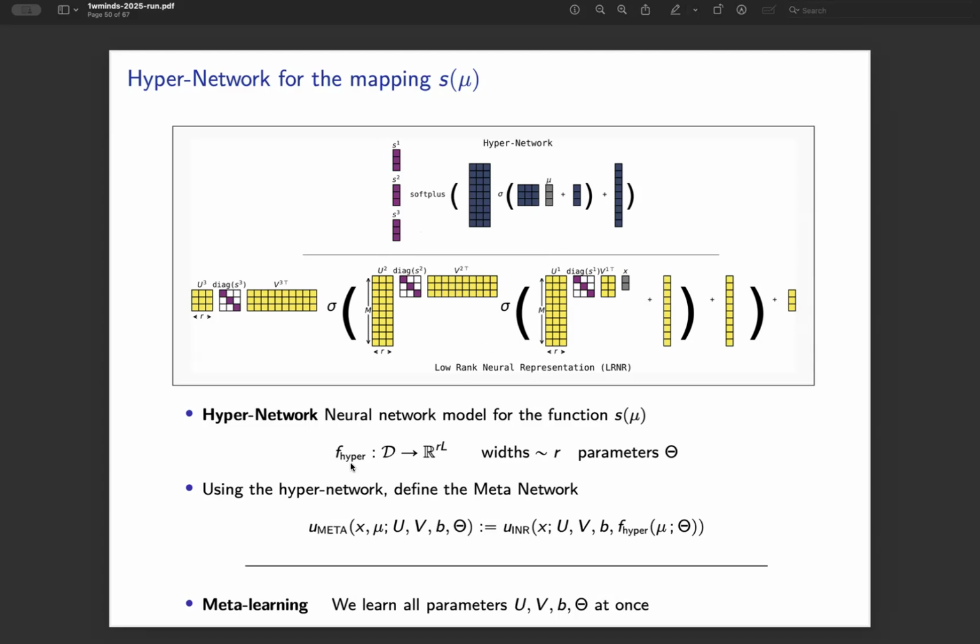So you assume that this hyper network is mapping from your physical parameter space to the space of coefficient parameters. And now you have this meta network, which is a gigantic network that houses the learner. It also houses the INR, so you have to learn the basis parameters, the bias parameters, and the hypernetwork all at the same time. But you learn it from solution data from standard numerical methods.